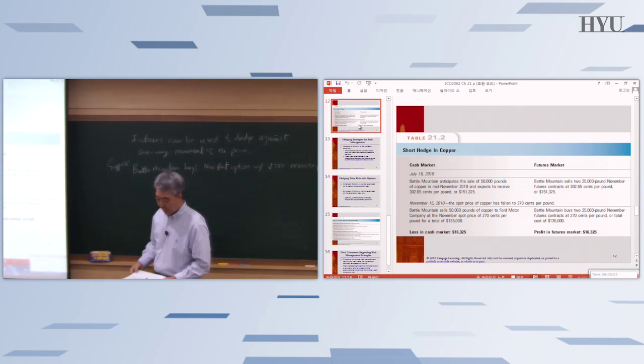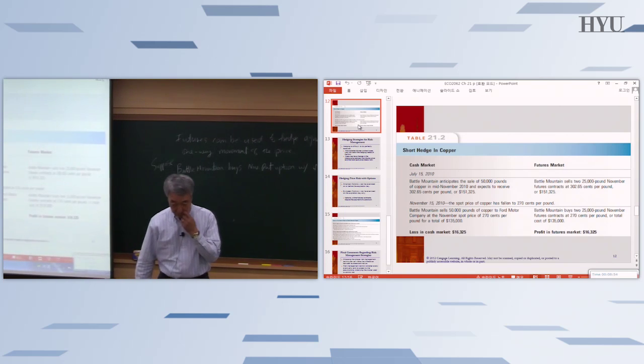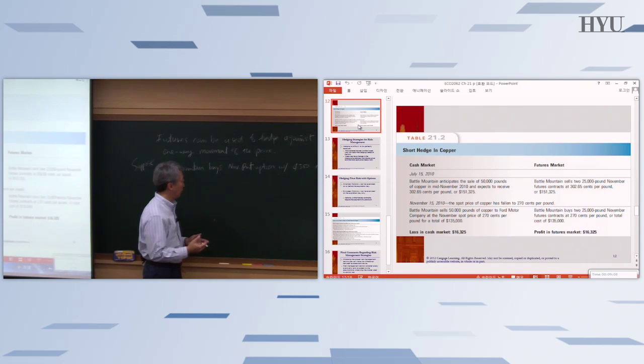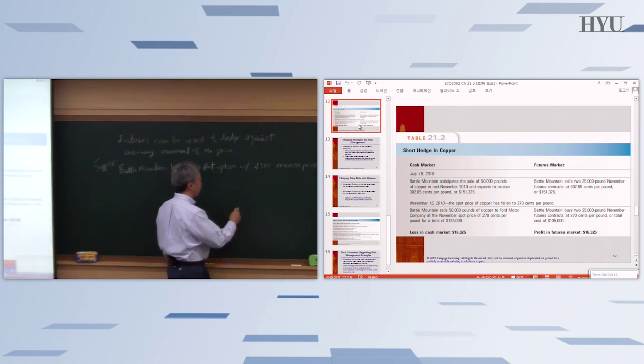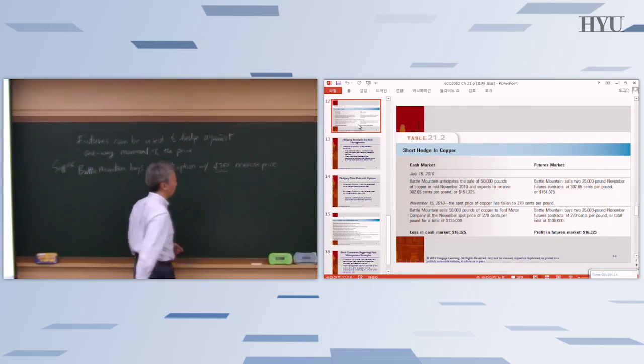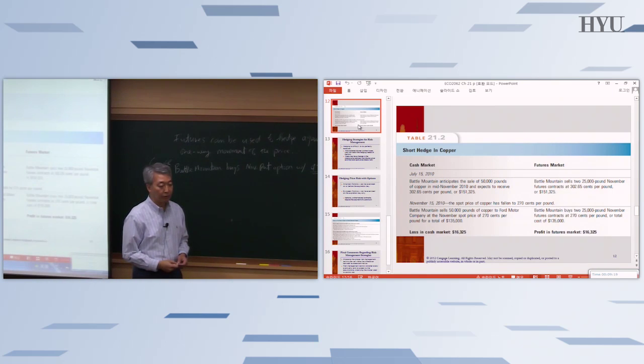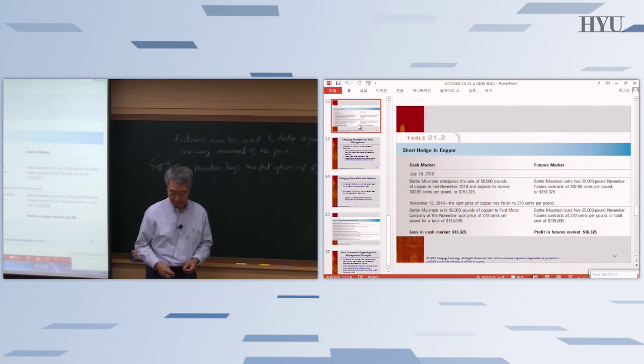So what's the put option? Remember the concept of put option. Put option gives you right to what? Buy or sell? Sell, right? Yeah, the put option gives you right to sell the amount, whatever, copper in this case, at a certain price, 300 cents. Okay? So you are guaranteed to receive 300 cents per pound of copper.